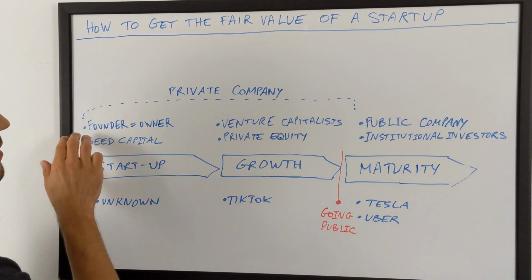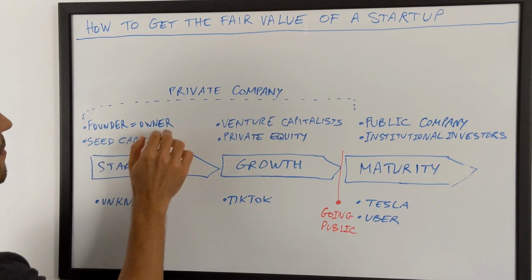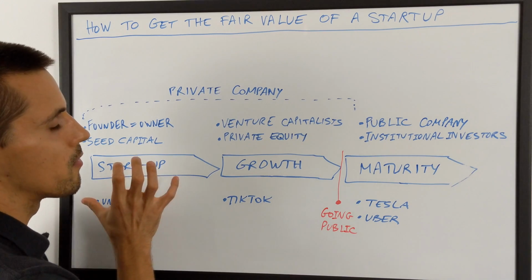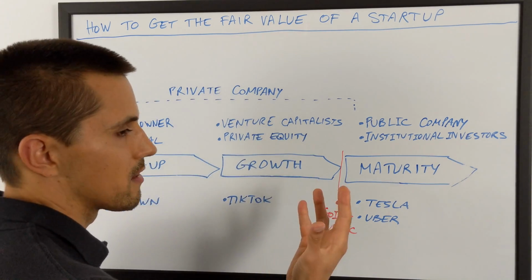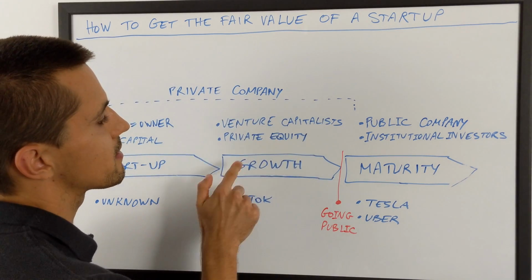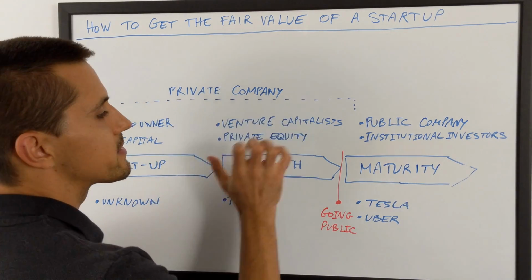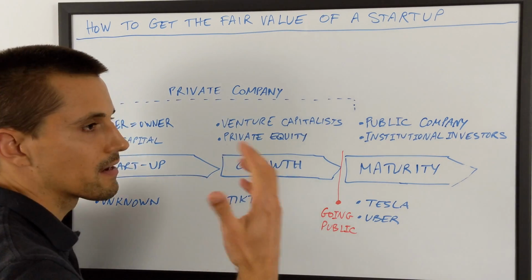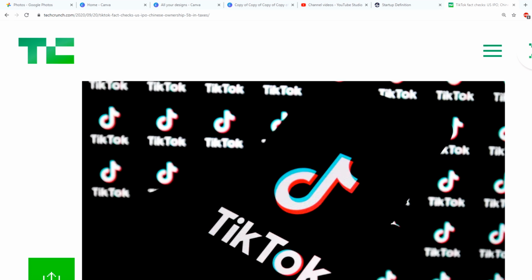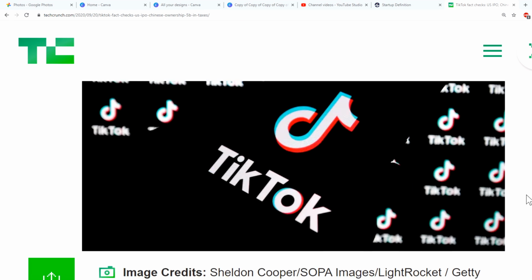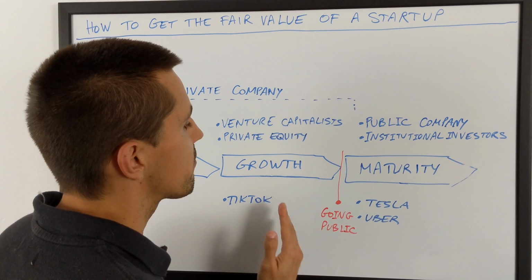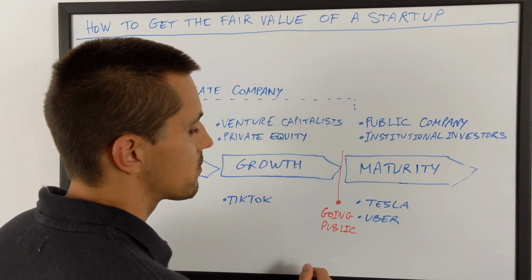So in the startup phase, usually the founder is the owner and puts his own money inside and eventually some seed capital. Usually the startup will become interesting because they need money to grow, so venture capitalists and private equity companies will take over and buy some shares here. We're gonna be in the growing phase, and a good example is TikTok. You all know TikTok, which is owned by ByteDance, and ByteDance is a company that is owned by some private equity companies right now.